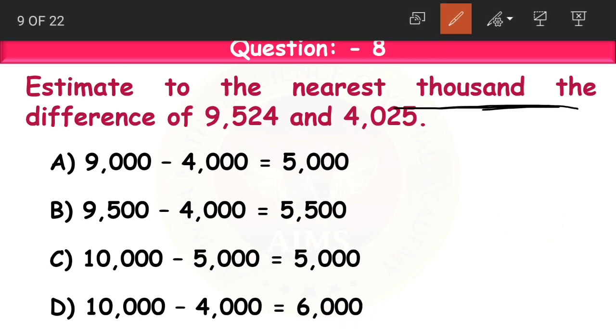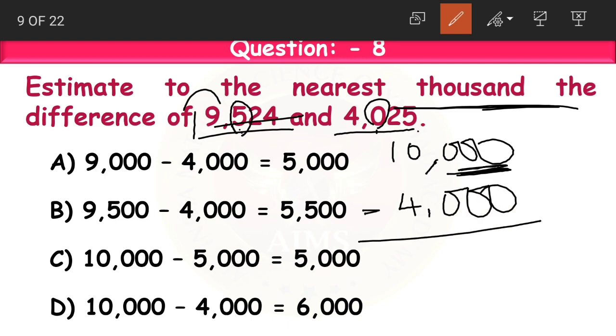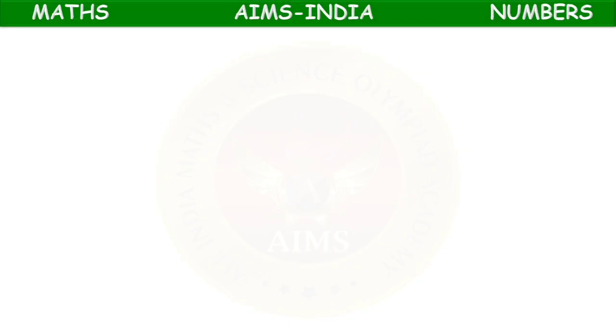Again, rounding off to the nearest thousand. In 9,524, 5 is in the hundreds place. So we'll round up. It becomes 10,000. Yes, thousands have 3 zeros. So the estimated number should also have a minimum of 3 zeros. Now, moving on to 4,025. Here we are having 0. It is less than 5. So it is rounded down. It becomes 4,000. Now, coming to the difference, 10 minus 4 is 6. So 10,000 minus 4,000 is equal to 6,000, which is option D. Yes, students? Option D is the correct answer here.